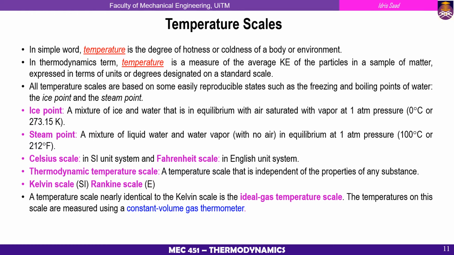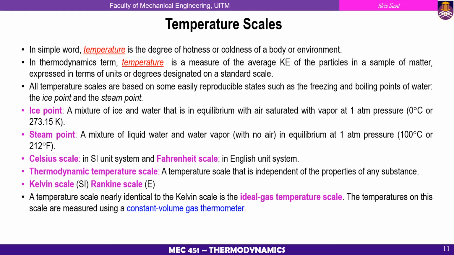In general, all temperature scales are based on some easily reproducible state, such as the freezing and boiling point of pure water, or we call them the ice point and the steam point of pure water. The ice point is a mixture of ice and water that is in equilibrium with air saturated with vapor at 1 atmospheric pressure, and for degree Celsius it is denoted as 0 degrees Celsius, and for Kelvin it is denoted as 273.15 Kelvin.